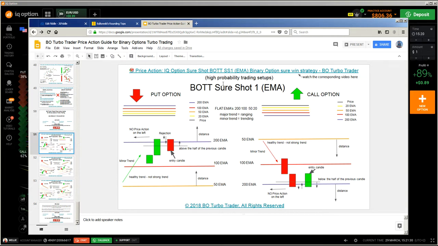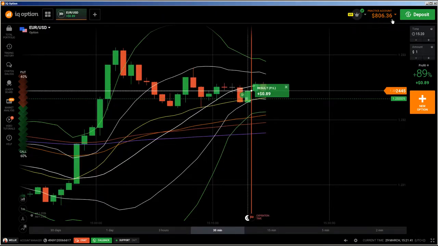And this concept you can apply, and this I will show you on the other sure shots which I'm going to explain in the future, on every kind of support and resistance area. I will try to show you how it works. But you have seen that while I was talking to you, I immediately recognized this sure shot one and entered into this trade. It was a little bit late. I could have entered a little bit earlier, but I saw it a little bit late.